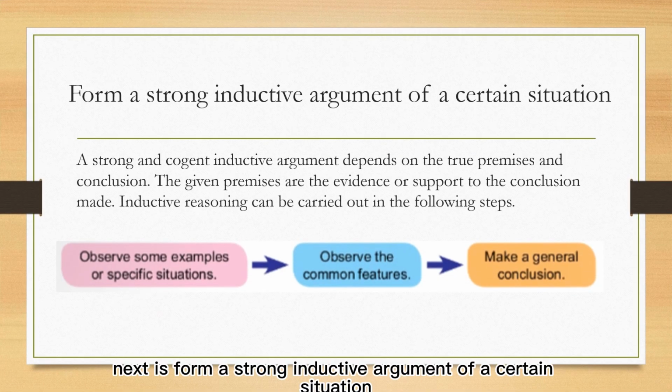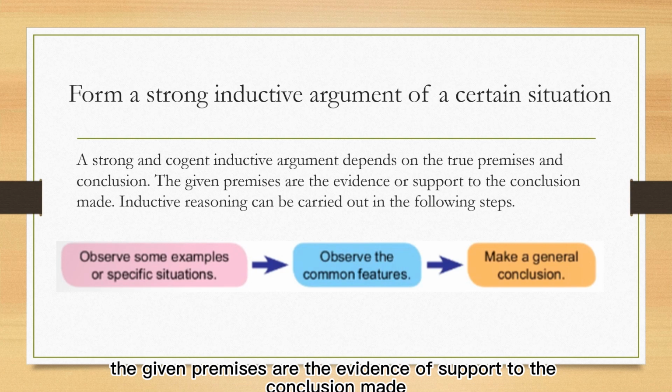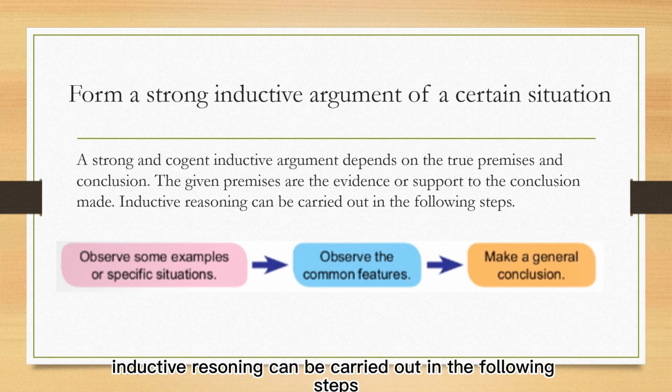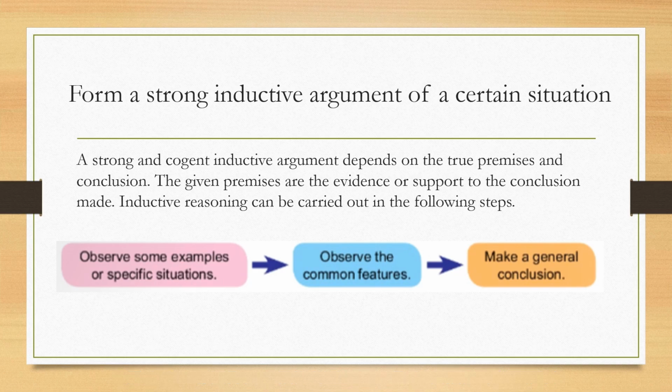Next is to form a strong inductive argument of a certain situation. A strong and cogent inductive argument depends on true premises and conclusions. The given premises are the evidence or support for the conclusion made. Inductive reasoning can be carried out in the following steps. First step, observe some examples or specified situations. Second step, observe the common features. Last step, make a general conclusion.